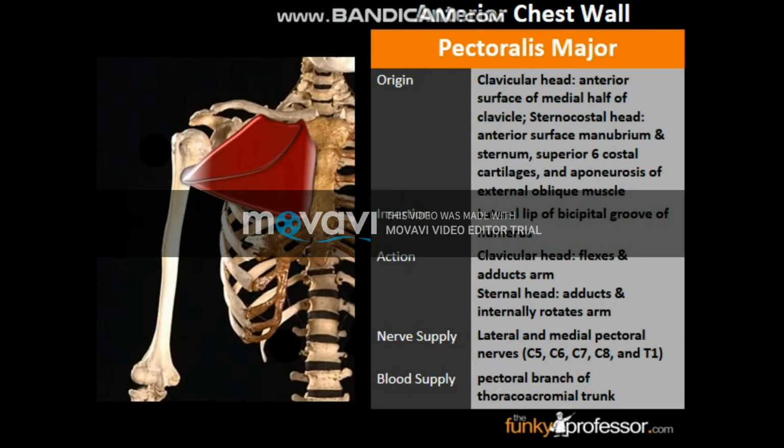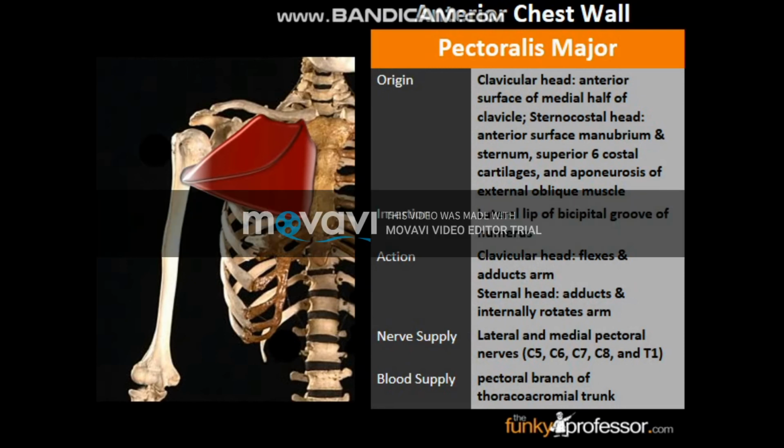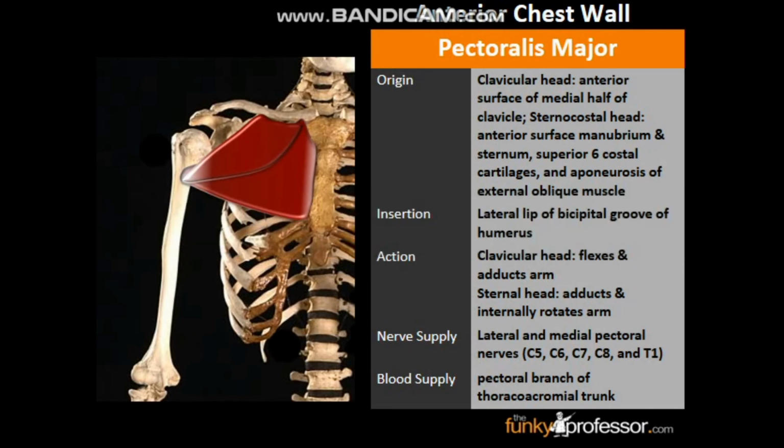Next is the pectoralis major. Its origin is the clavicular head, and insertion is the lateral lip of the bicipital groove of the humerus. The action of pectoralis major is to flex and adduct the arm. There are two heads of pectoralis major, the clavicular and the sternal head. Remember it flexes and adducts the arm, and also internally rotates the arm.